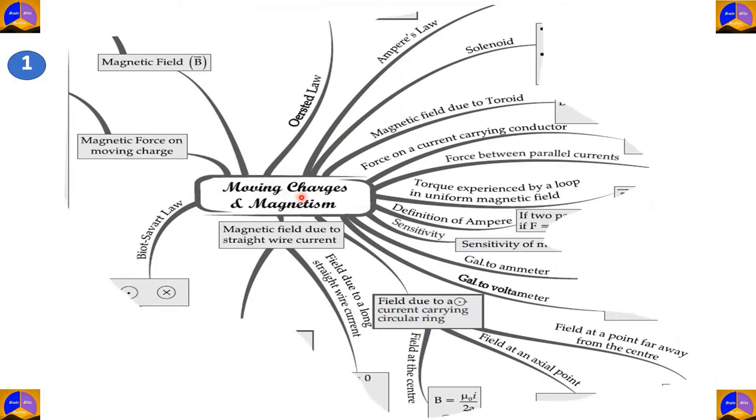So in this chapter, Moving Charges and Magnetism, we'll be first looking at the introduction, which involves Oersted's law. We will then proceed to magnetic field, magnetic force on moving charge, the Biot-Savart law, magnetic field due to straight wire current, field due to a long straight wire current, field due to a current carrying circular ring, and then Ampere's law, solenoid, magnetic field due to toroid, force on a current carrying conductor, force between parallel currents, torque experienced by a loop in uniform magnetic field, definition of an ampere, sensitivity of a galvanometer, and converting a galvanometer to ammeter and voltmeter, respectively.